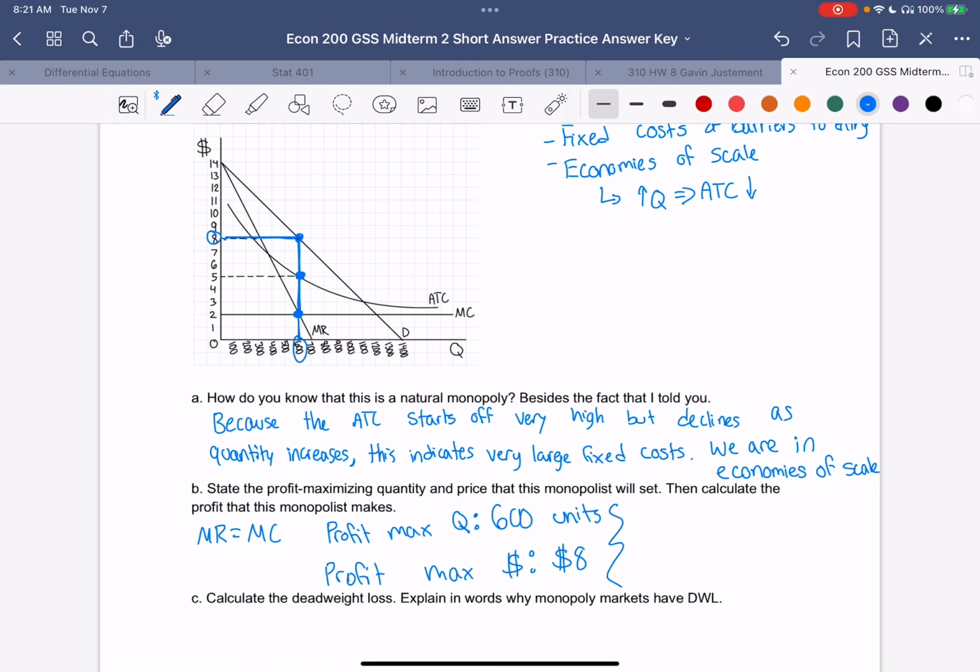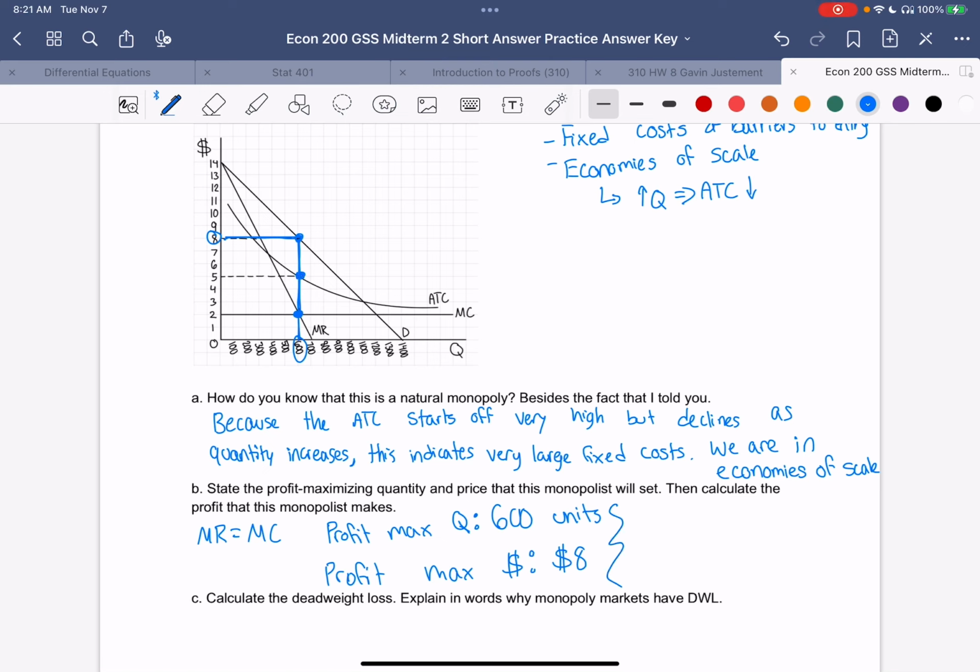All right, and then to shade in the profit, I don't think it asks you to do that, but just so you know where it is. This is going to be monopoly profit. And then now we're on to deadweight loss.